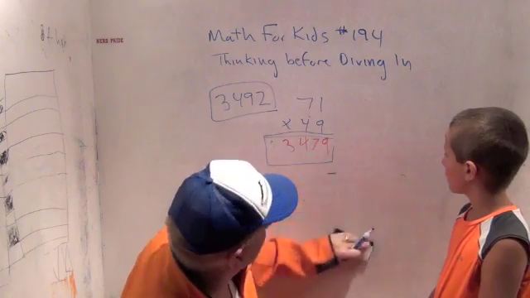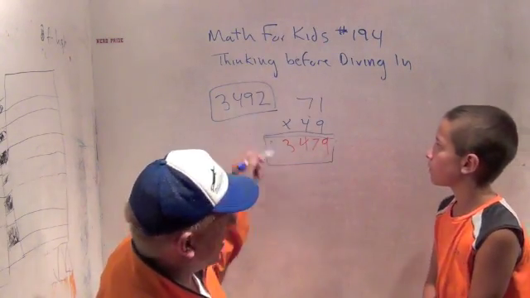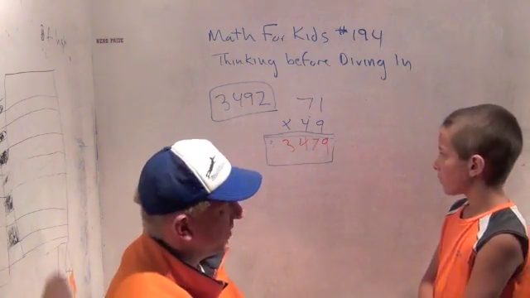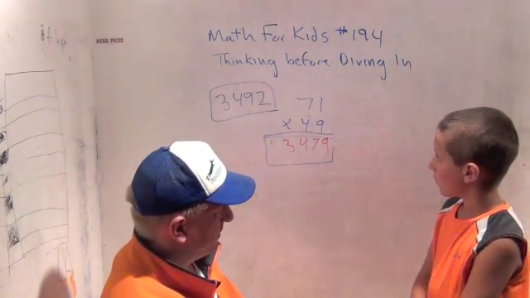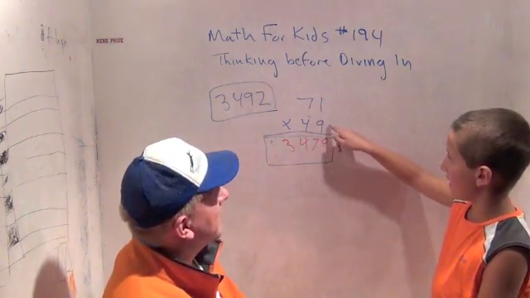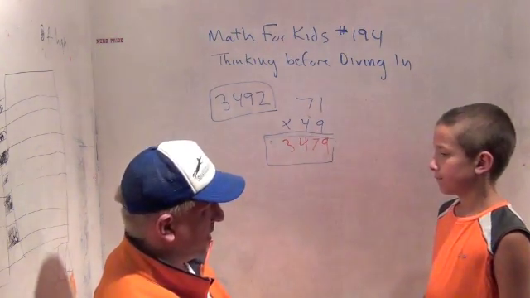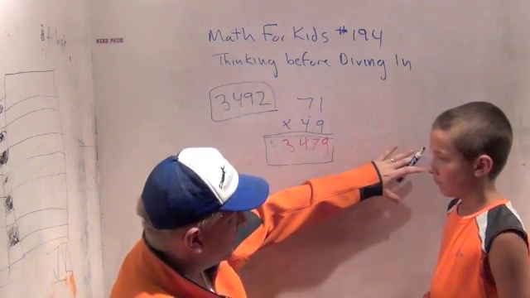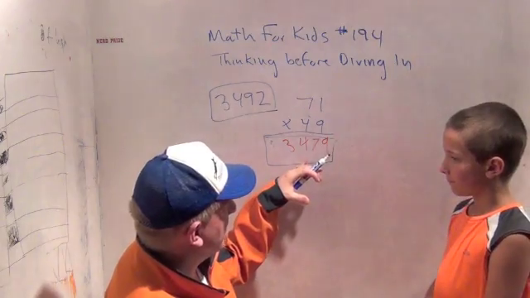Okay. How can you just look at the board and know, if I told you one of these two is right, it's either 3,492 or 3,479? Well, it would end in a 9. It has to end in a 9 because you've got a 1 times 9. Okay? So when you do some of these shortcuts to save time, you still want to come back at the end and say, is this probably right?